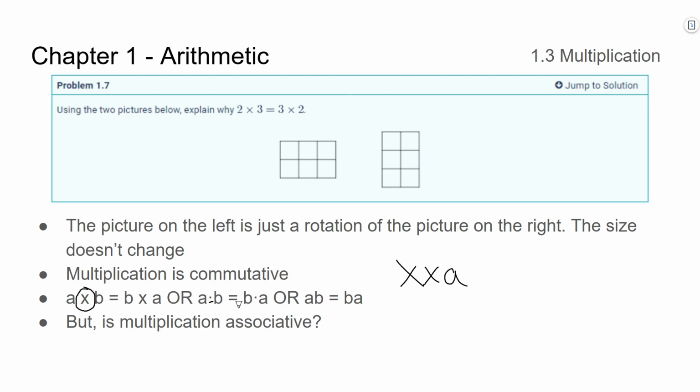A dot B is equal to B dot A. Same thing. A times B is equal to B times A. Or even shorter here, you might see them just connected, which still means A times B is equal to B times A. When you have a variable connected to something, that means it's multiplied.